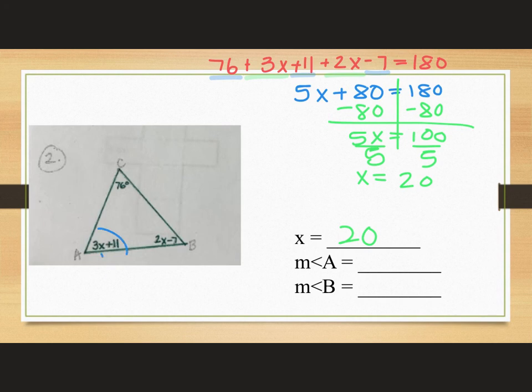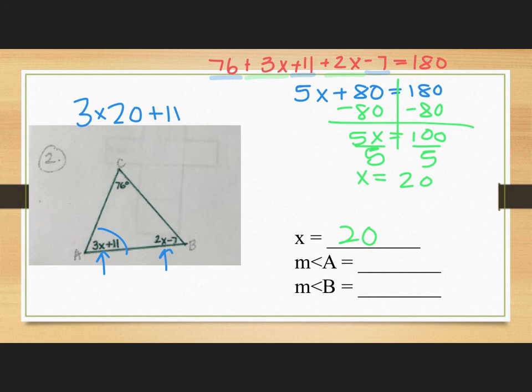So we're going to plug in a 20 right there. And then for B, we're going to plug in a 20. So let's start with A. We're going to do 3 times 20 plus 11. And that will tell us the value of angle A.